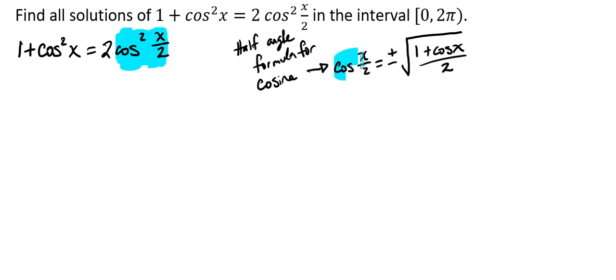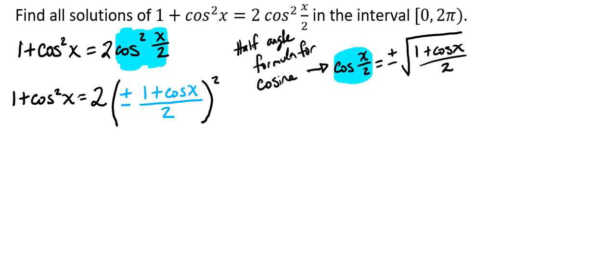Remember that our half-angle formula for cosine is going to be plus or minus the square root of 1 plus cosine of x, over 2. So we can plug that in. That gives us 1 plus cosine squared of x equals 2 times plus or minus the square root of 1 plus cosine x all over 2, quantity squared.